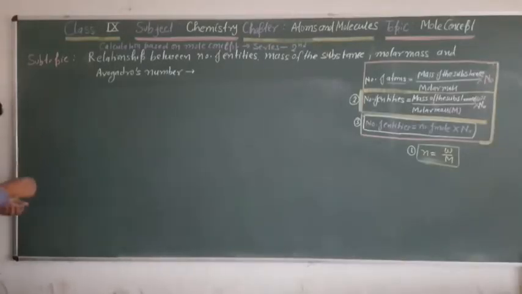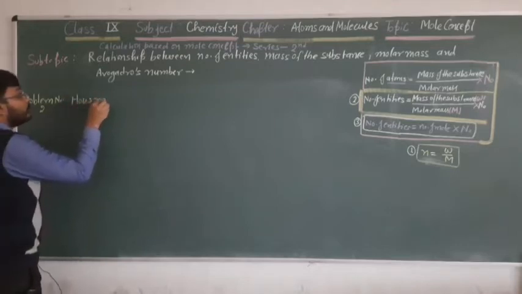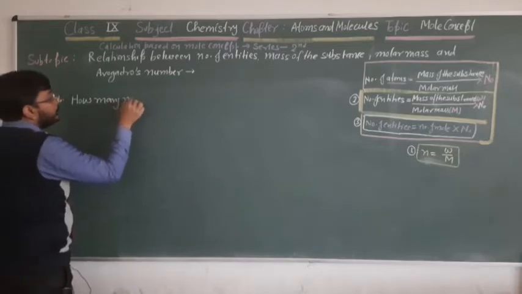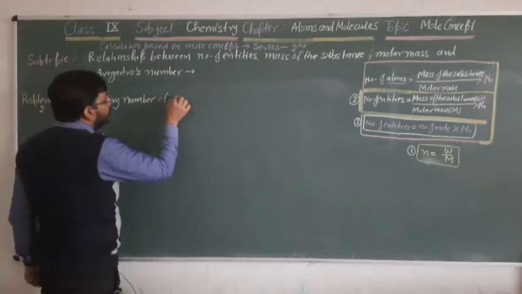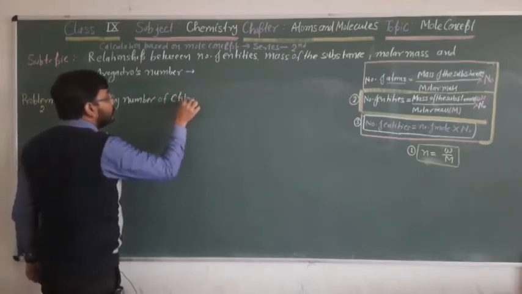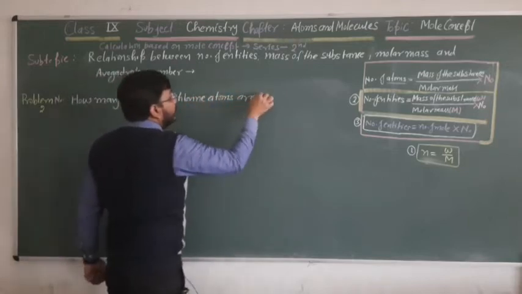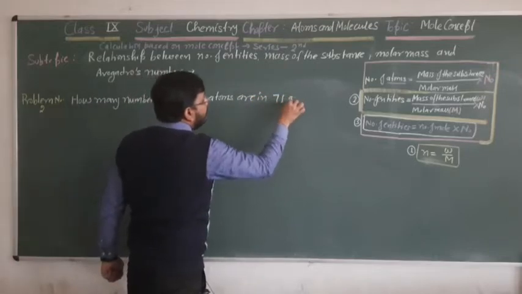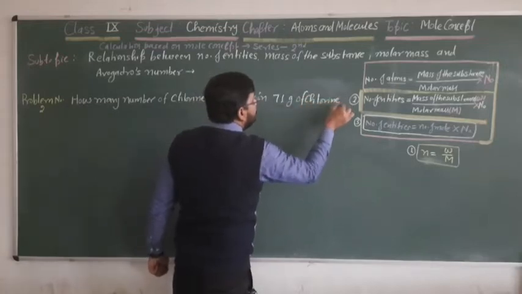Now problem number 2. How many chlorine atoms are in 71 gram of chlorine gas?